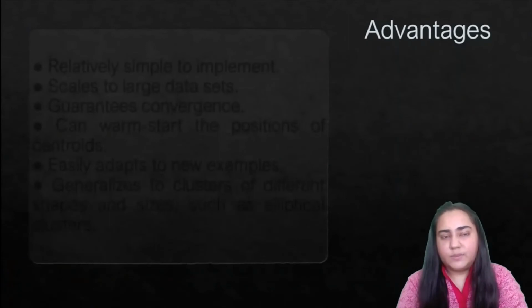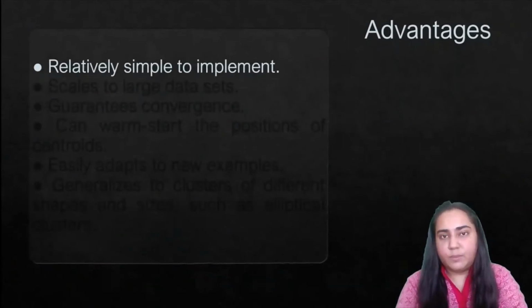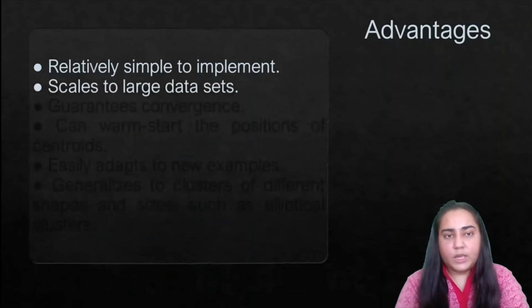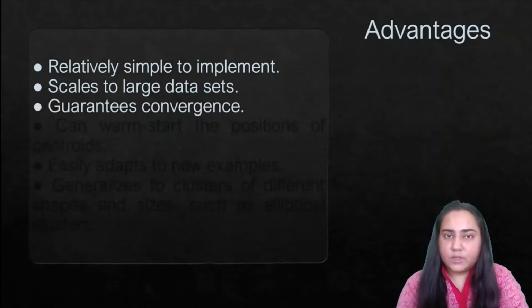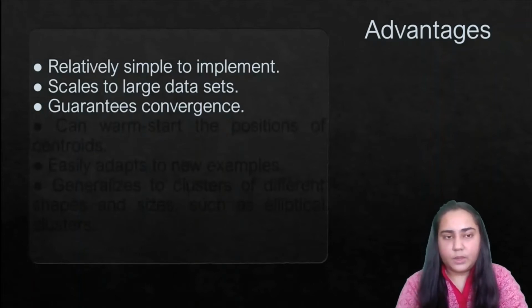Now let's take a look at some of the advantages of K-means clustering. It is relatively simple to implement. Nowadays, due to all the libraries, it's even simpler to implement. And it scales to large data sets. If you have a large data set, you can scale the clustering algorithm to fit that. It guarantees convergence. There are some algorithms that do not guarantee convergence, but K-means clustering is not one of them. So at some point you will have convergence, which is a good thing.